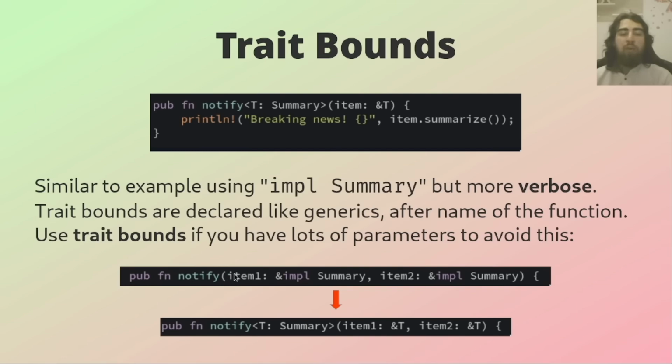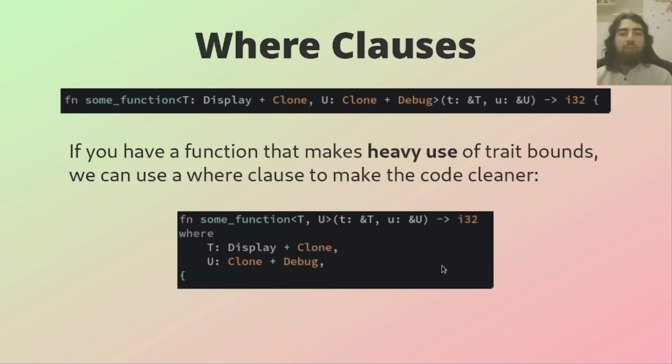So if we would have here an argument which takes a type that implements Summary and another argument which again takes a type that implements Summary, we can do it like that. So we define here a trait bound, meaning the generic type T must implement the Summary trait. So both argument 1 and argument 2 take a reference to a type that implements the Summary trait.